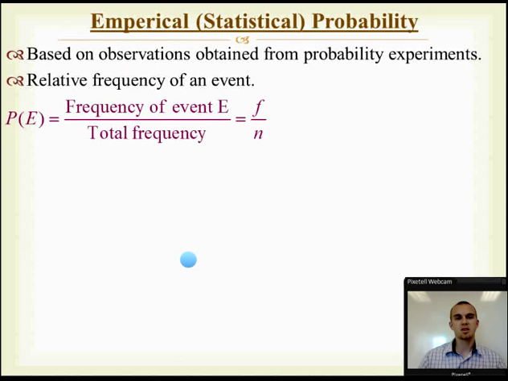Another type is called the empirical probability, also known as the statistical probability. And this is based on observations that we get from probability experiments. And there's nothing to say that each of these observations are equally likely, which is where the difference is. So for this one, I take my frequency of a specific event over my total frequency to get the probability of the event. So let's look at another example here.